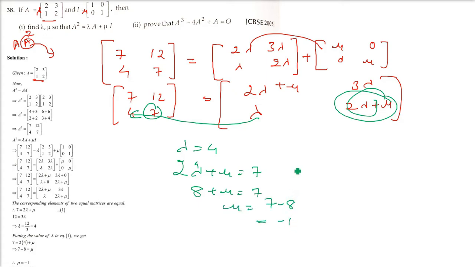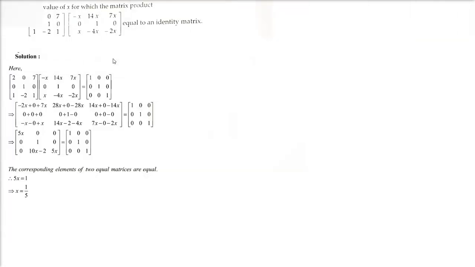Okay. Now the second part, as I already told you, you can do it if this question is of 5 marks. But if it is of just 2 marks or 3 marks, you can just take a common: a square minus 4a plus I equals 0, and definitely this is going to be 0.